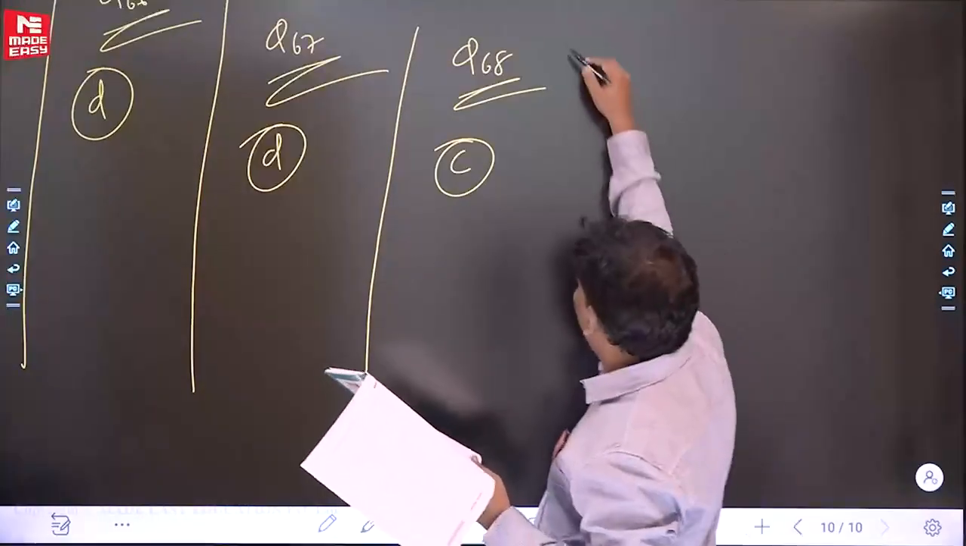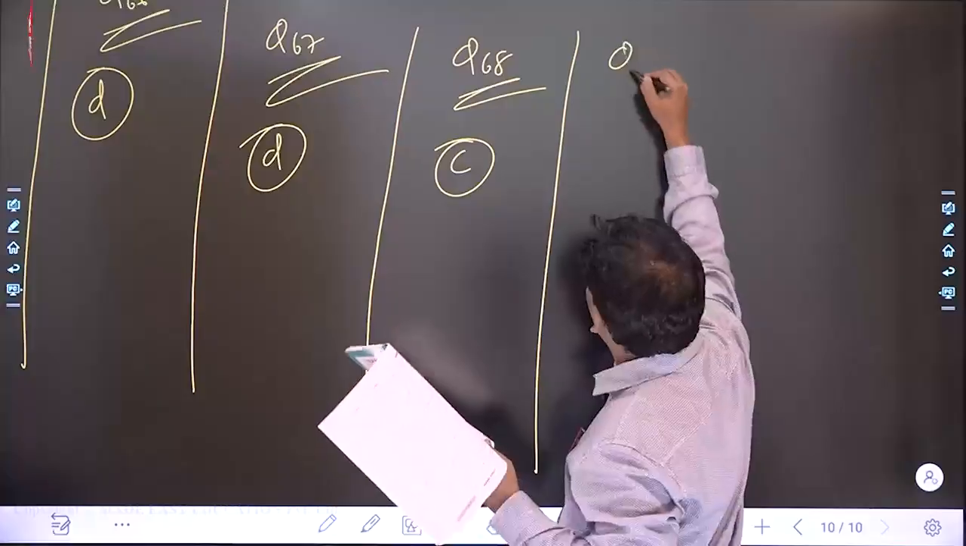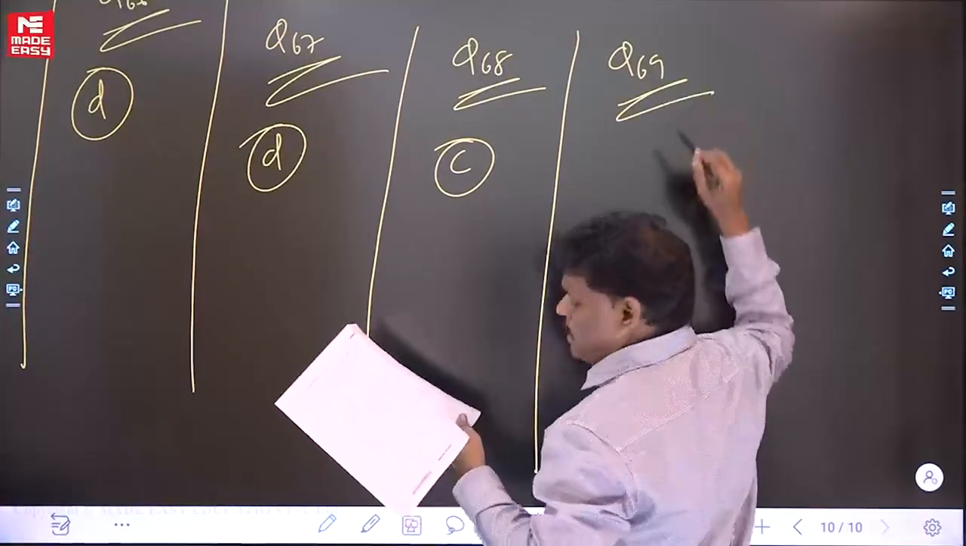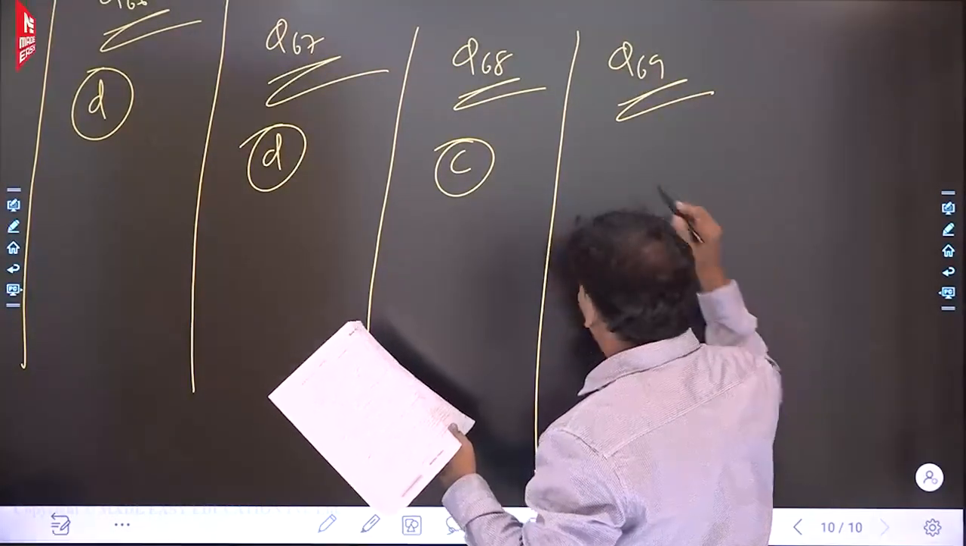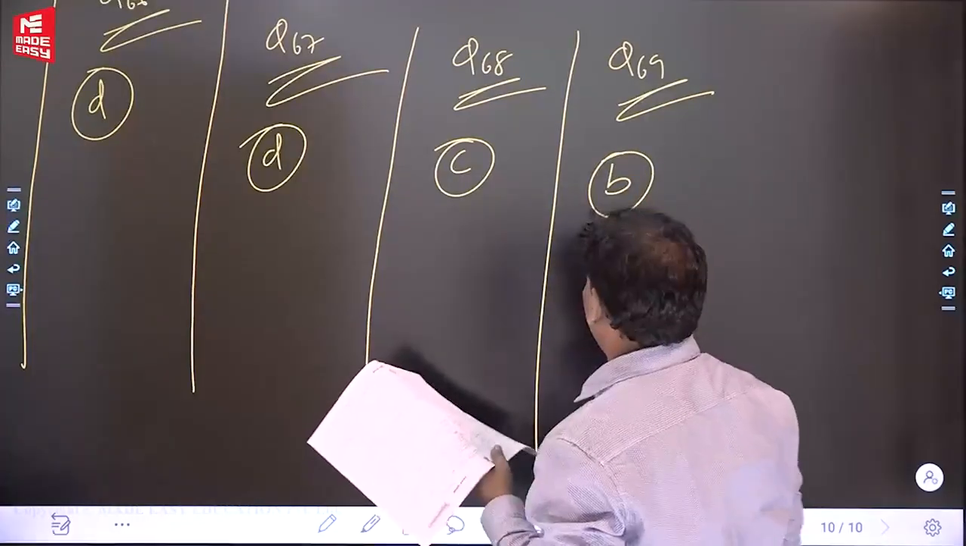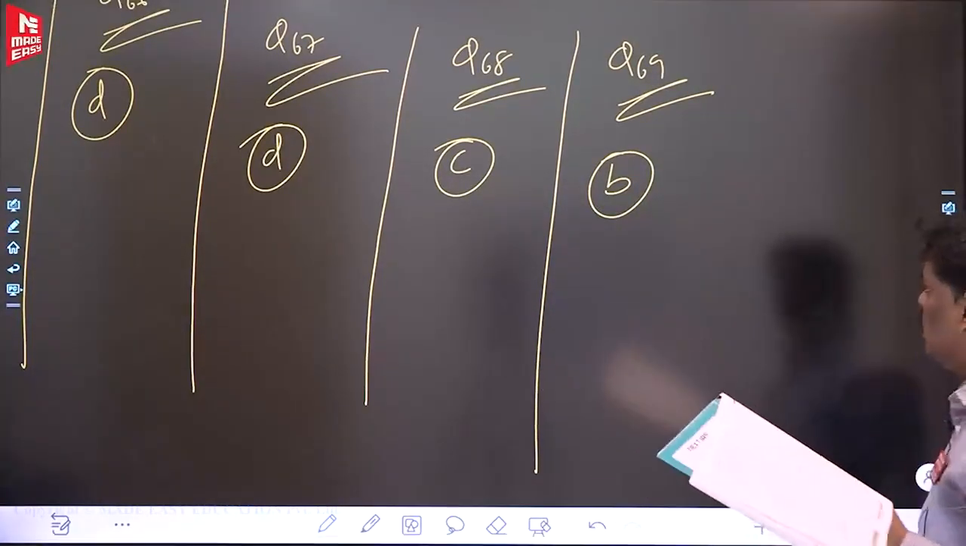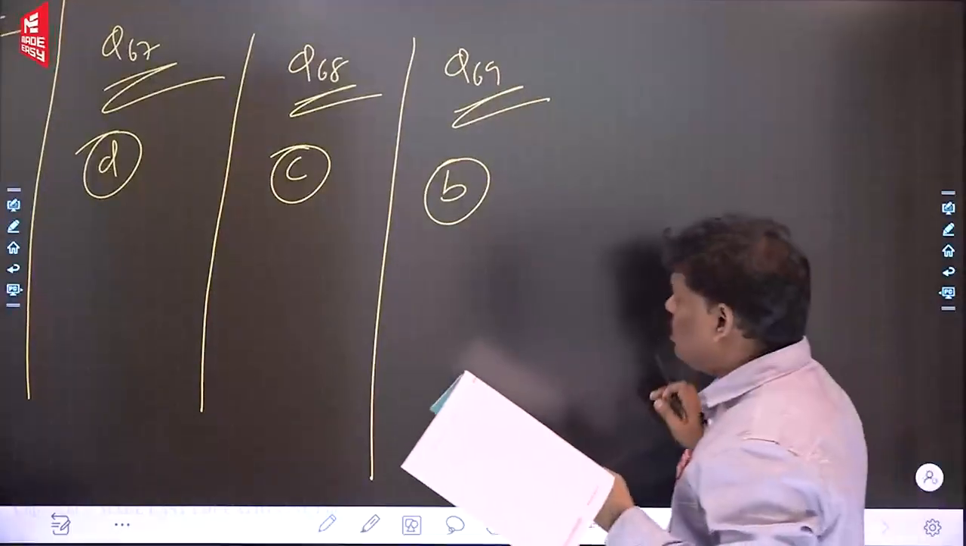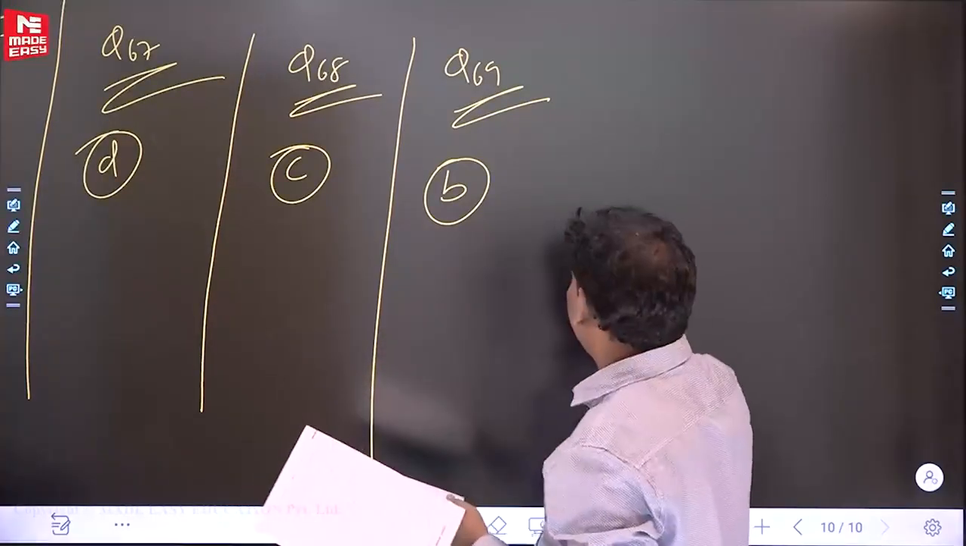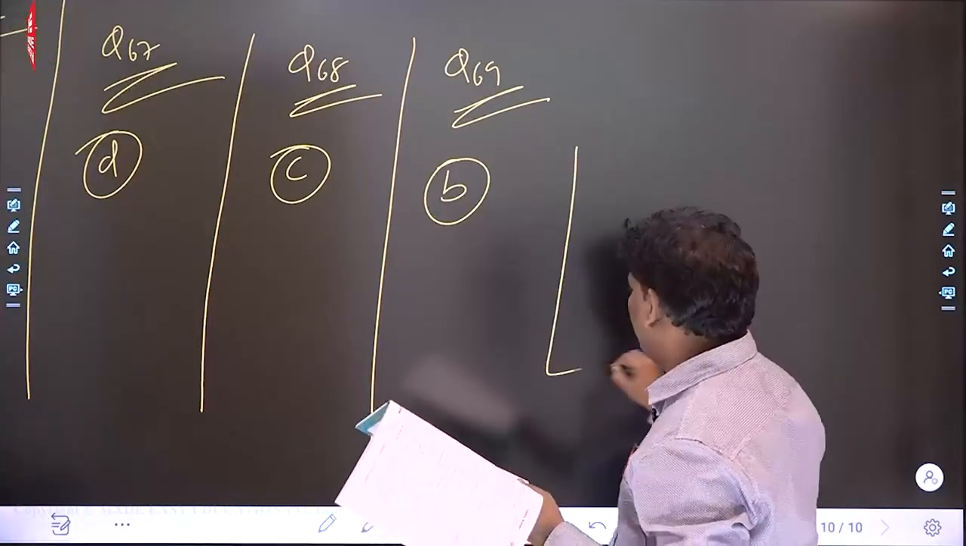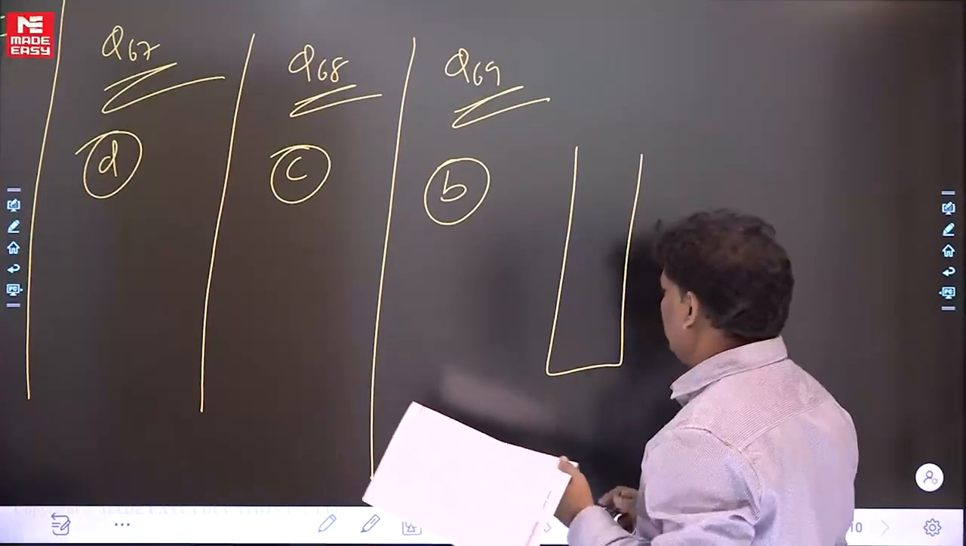Go to question number 69. The answer is going to be 4. B is the answer. If anyone asks you how B is the answer for question number 69, let me check here. See this one, this is the way.